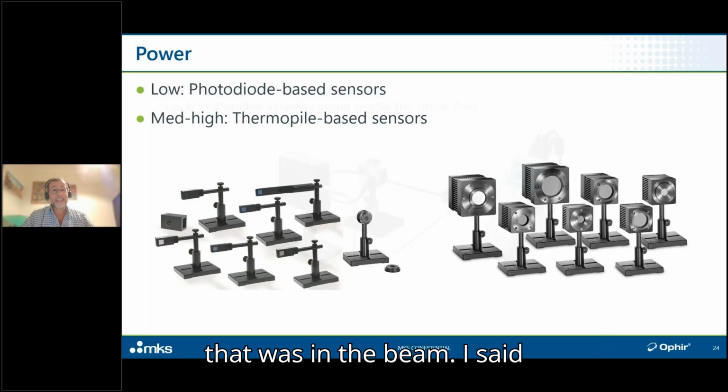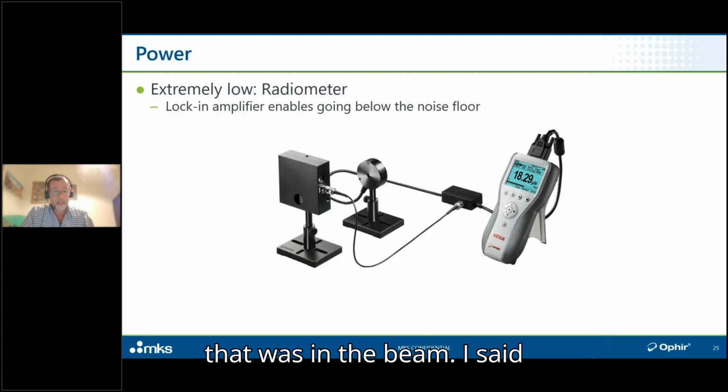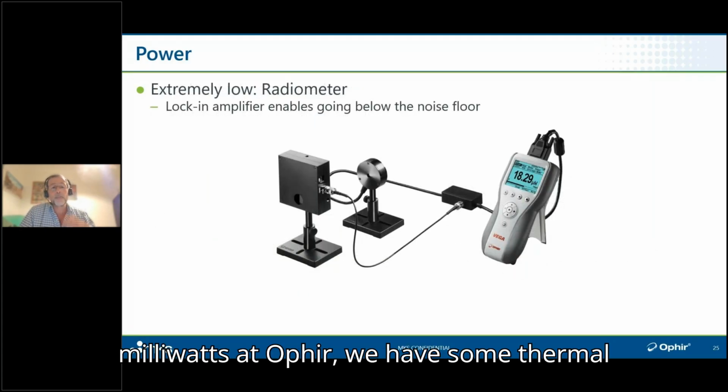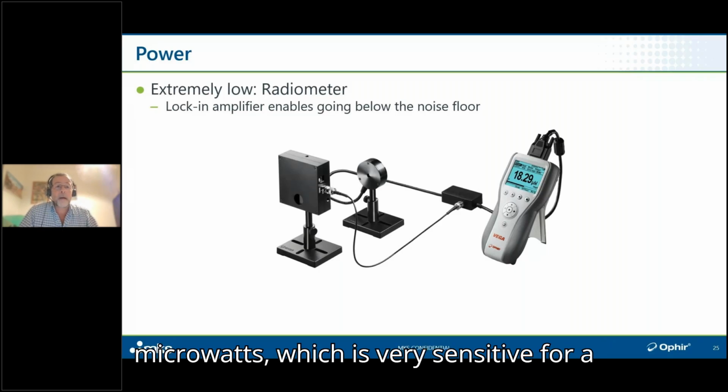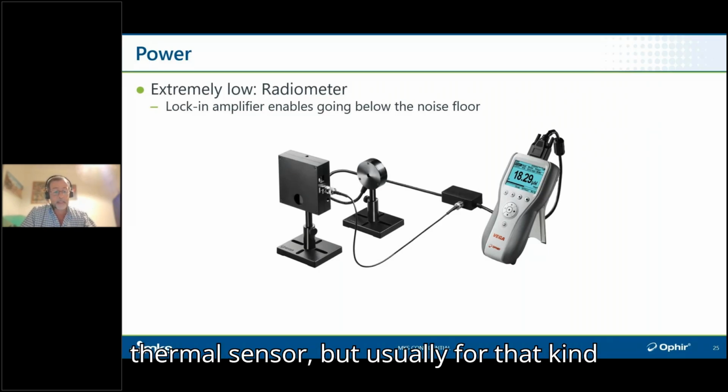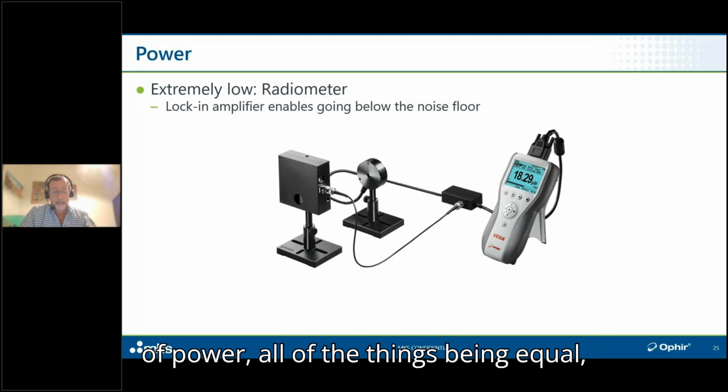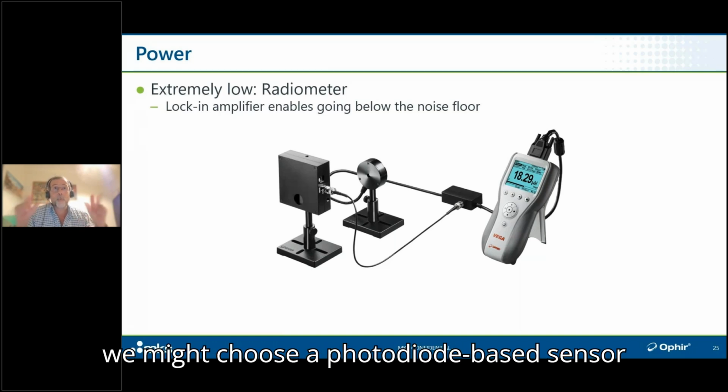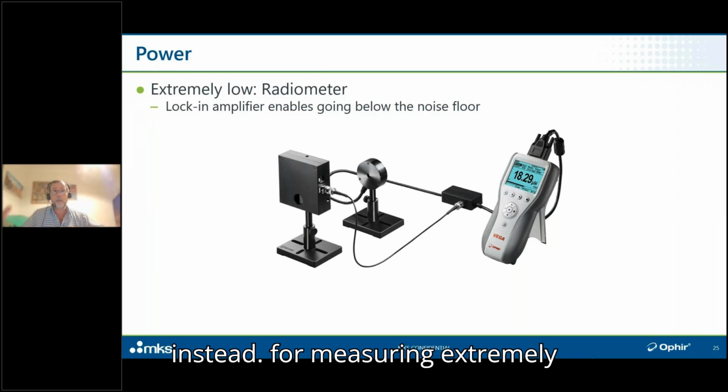For measuring extremely low powers, in some cases, we'll use something called a radiometer. The idea here is that the lower limit of what a sensor can measure is ultimately dependent on its internal noise. And that noise is more or less white, meaning it's spread across a very wide spectrum.